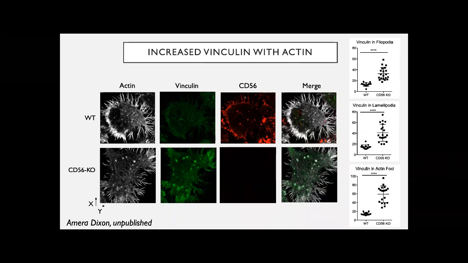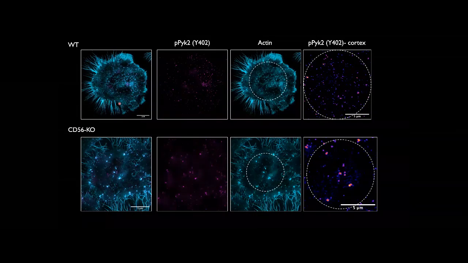So we then wanted to look more closely at PIK2 itself. So as I mentioned previously, we had defined that decreased phosphorylation of PIK2 was associated with this decreased cytotoxicity in the CD56 knockout NK92 cells. And so again, we've activated the cells on glass here, and then we're looking up into the cell. And in this case, we've stained for the tyrosine 402 specific form of phospho-PIK2.